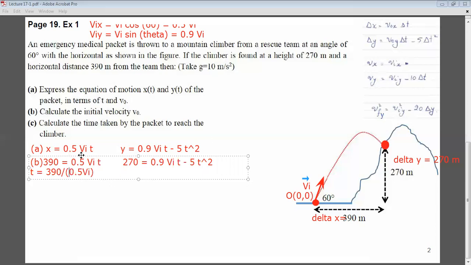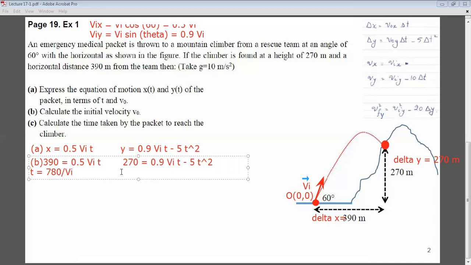So I took 0.5 v initial to the other side. It becomes t equal to 390 divided by 0.5, in numbers using the calculator. 390 divided by 0.5 is 780. So I will put it in an easier way: it is 780 divided by the initial.